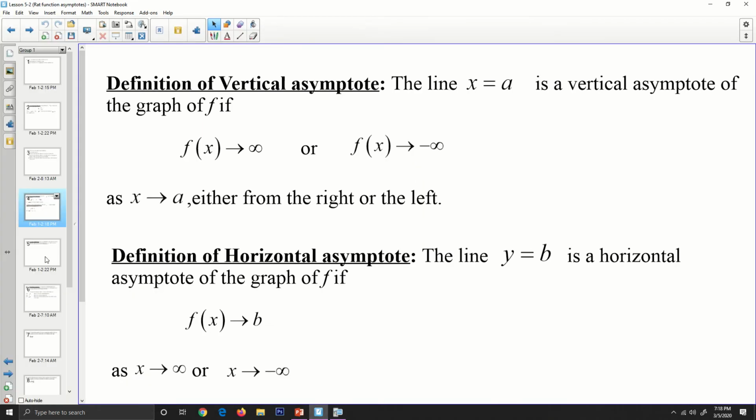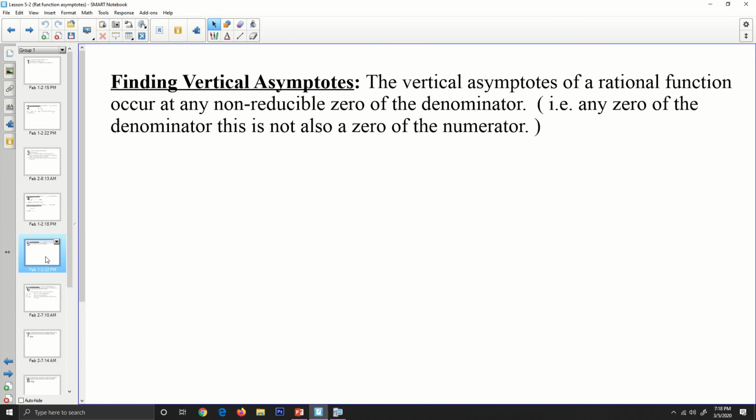All right. Finding vertical asymptotes. The vertical asymptote of a rational function can occur at any non-reducible 0 of the denominator. Any 0 of the denominator is any 0 of the denominator. I think that should say that is not. So let's change that. That'll make more sense. Any 0 of the denominator that is not also a 0 of the numerator.